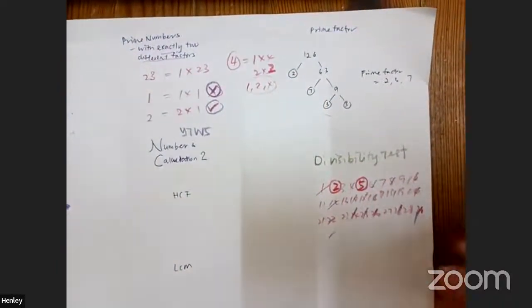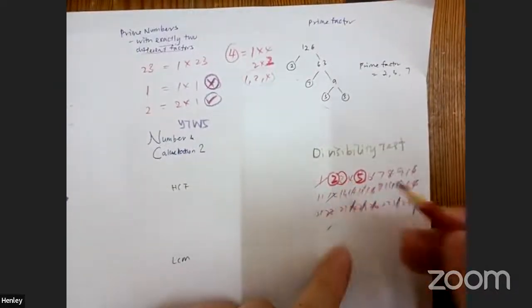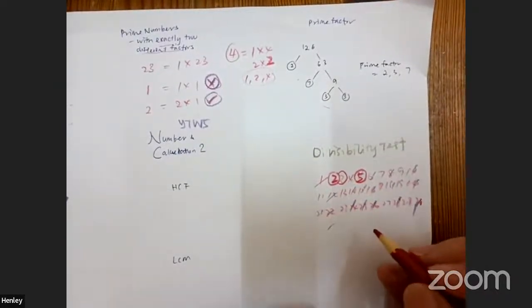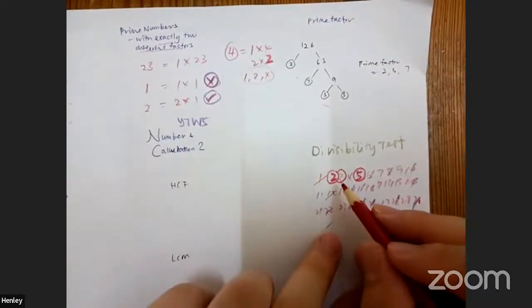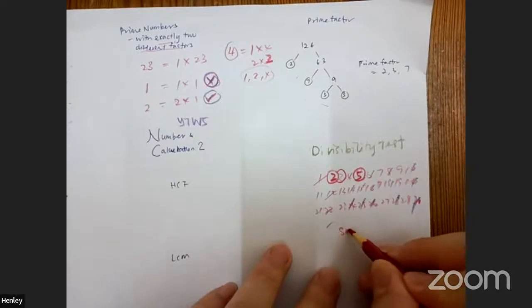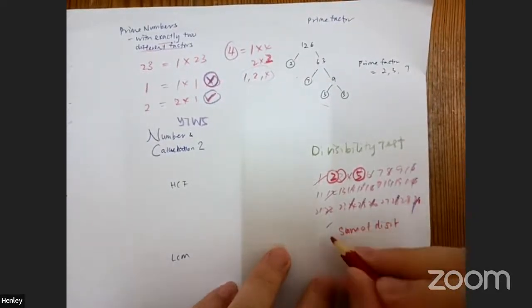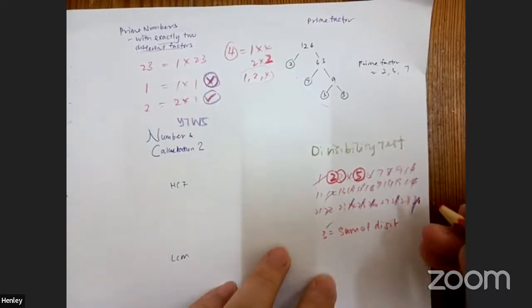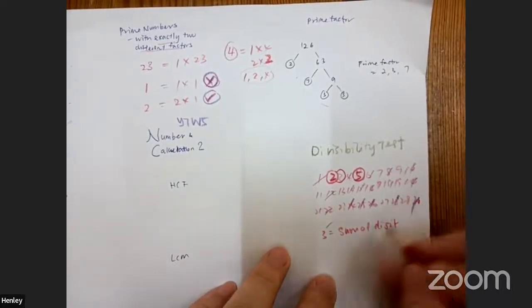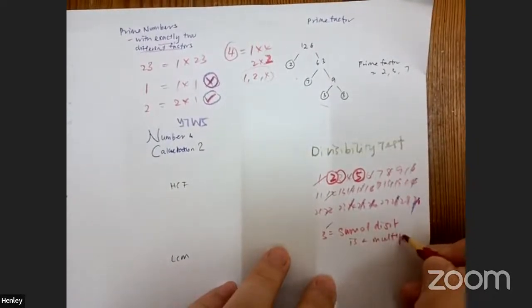And then, except 3. Okay, this is the important thing: if the sum of the digits is a multiple of 3. This is the test for 3. Now this is the most important part.